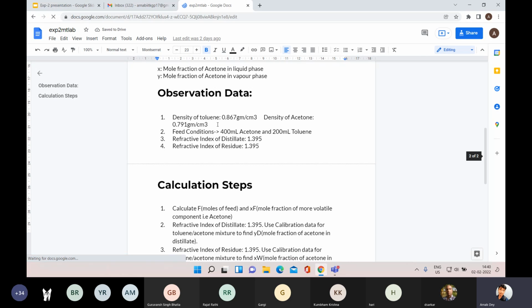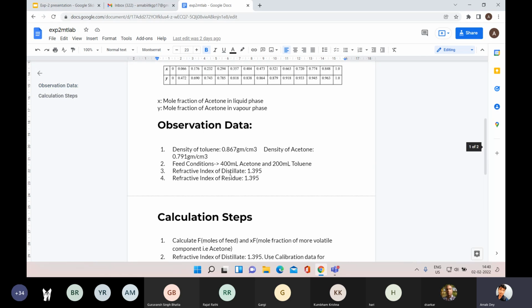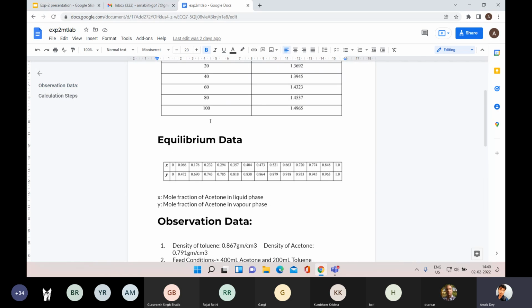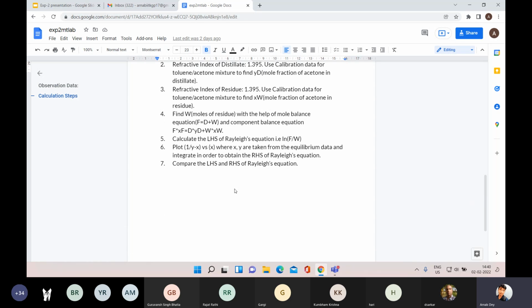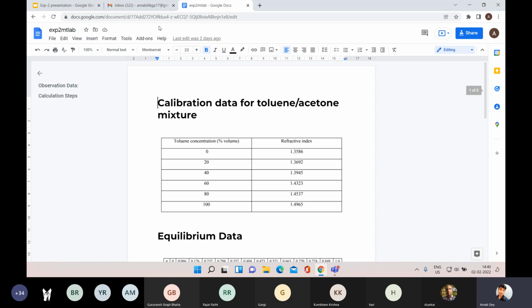Also, this data I will upload in MS Teams. So these are the calculation steps, the calibration data and the equilibrium data. I will upload them in MS Teams, and you can use those to perform the calculations and write your experiment.